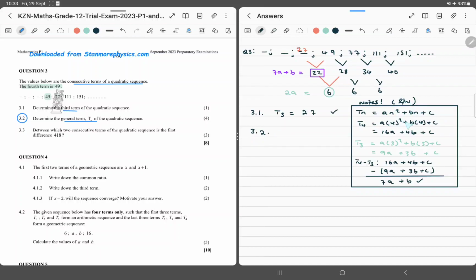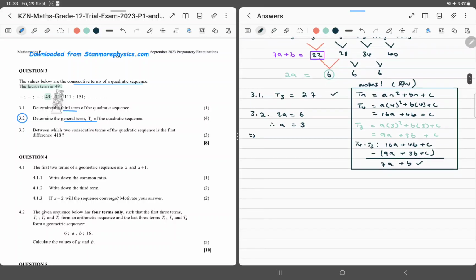So please always make sure you present your rough work. Don't go around. So 2a is 6. Therefore a is 3. This implies that 7 into 3 plus b is equal to 22. Therefore b is, now this is 21. When it comes this side, we just get 1, okay?